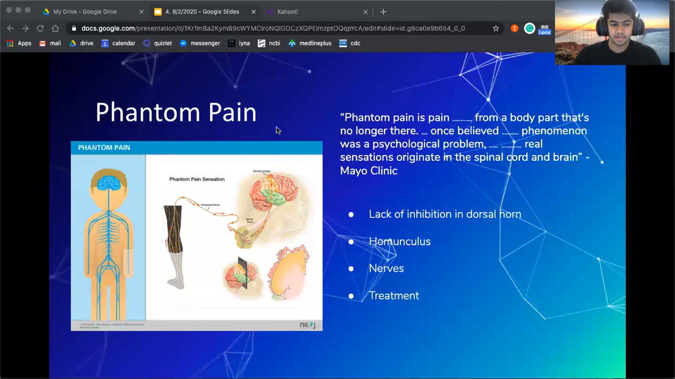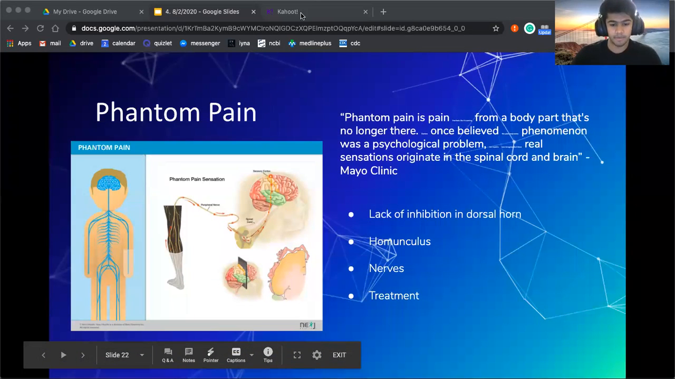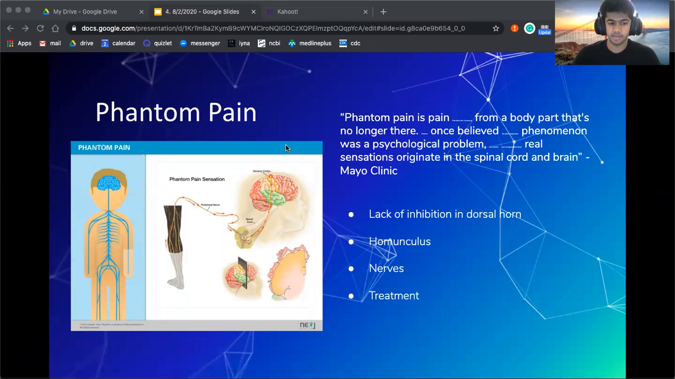The signals are still being sent to that homunculus, or the brain, but the limb is no longer there. So you're feeling pain, but it's a phantom pain. And that only happens with amputees. That's because the dorsal horn normally inhibits the pain. For example, if you bump your leg on a table, you'll feel the bump, but there might not be any pain. But now if you move your leg, you'll suddenly have a pain, and then it just doesn't work.